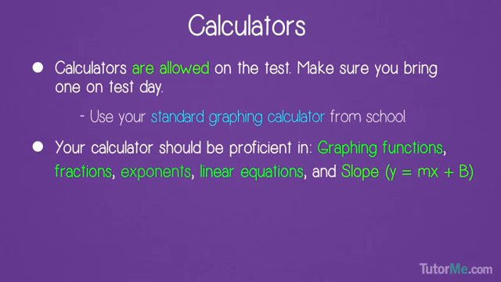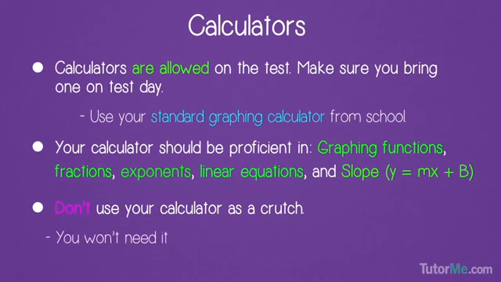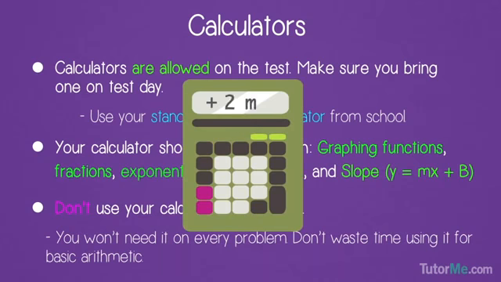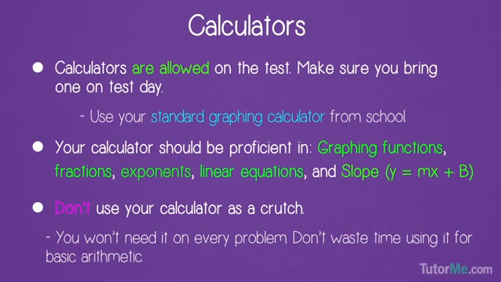An important note, don't use your calculator as a crutch. You won't need your calculator on every problem, so don't waste your time using it for basic arithmetic. Remember, your use of time is the most important factor to succeeding on the ACT. Most of the time, mental math is safer for basic arithmetic. Typing everything into your calculator can add up to 2 minutes on your total time, which could cost you a question or 2. These questions could make a difference of a whole point on your composite score.